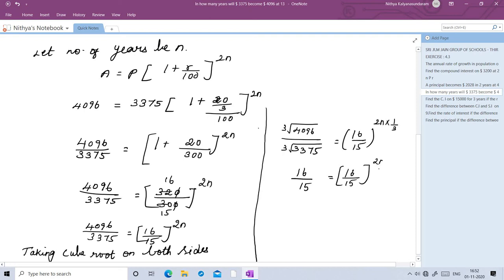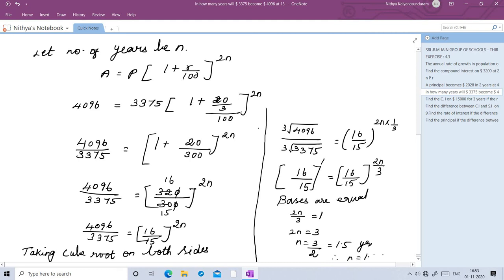power 2n by 3. Now the bases are equal, so the powers we can also compare. If there is no power, we consider it as 1. Bases are equal, so powers we can compare: 2n by 3 is equal to 1. Division by 3, if you move that side, becomes multiply. 2n is equal to 3, so n is equal to 3 by 2, which is 1.5 years. Therefore, n is equal to 1.5 years.